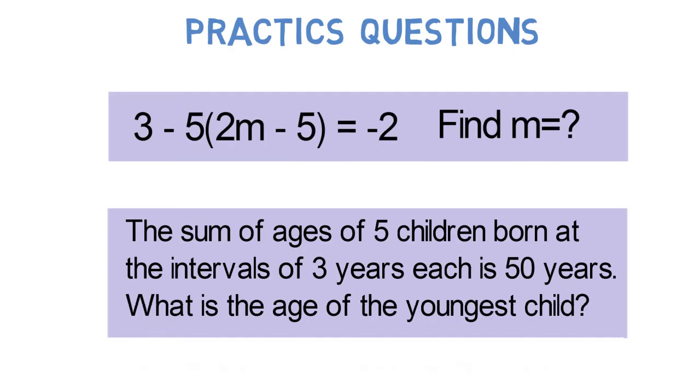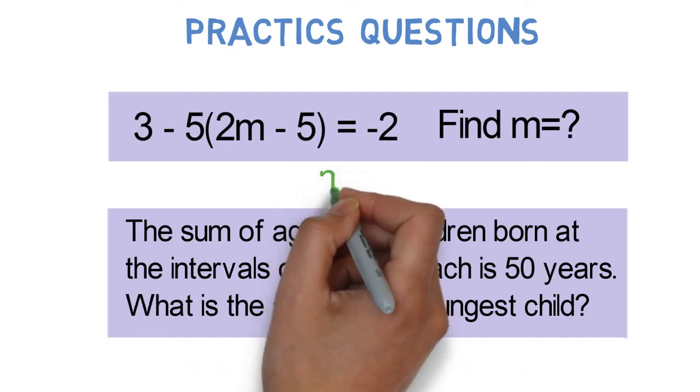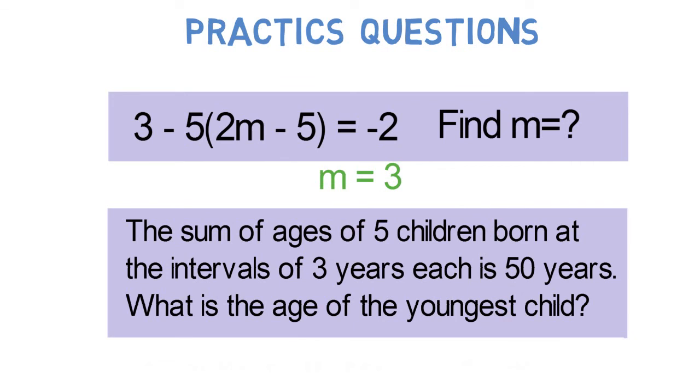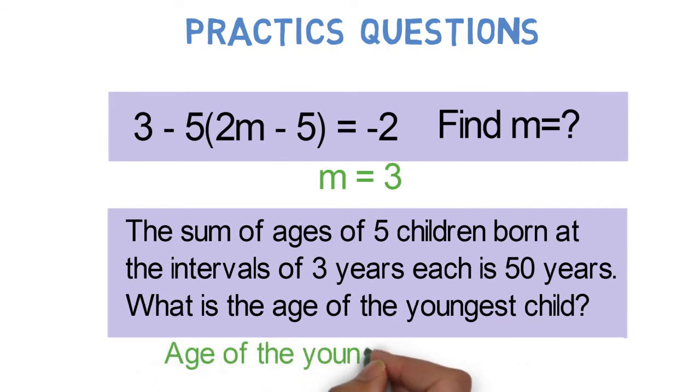Now it's time to show you the answers. The answer for the first question is m is equal to 3, and the age of the youngest child is 4 years. Did you get both of the answers correct? Okay, well done.